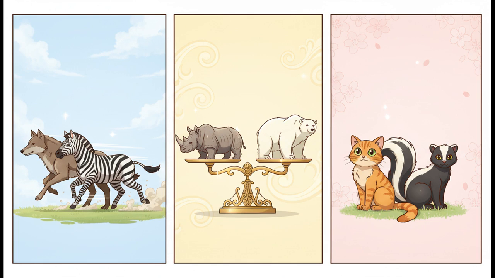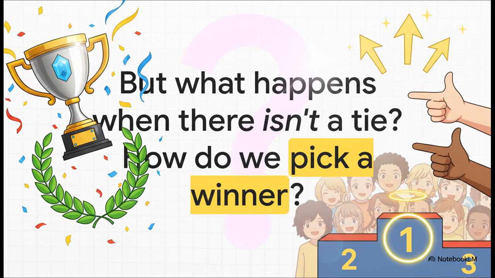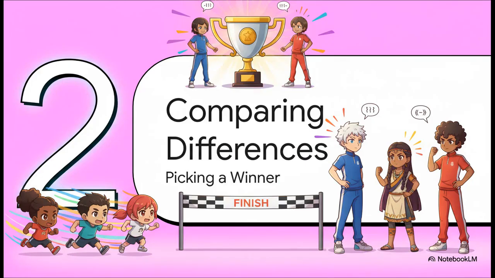Who knew? But let's be honest, ties are interesting, but we came here to see a winner. So what happens when it's not a tie? How do we declare a champion when one is clearly better than the other? And that brings us to round 2, picking a winner. This is where we start comparing the differences and really see who comes out on top.